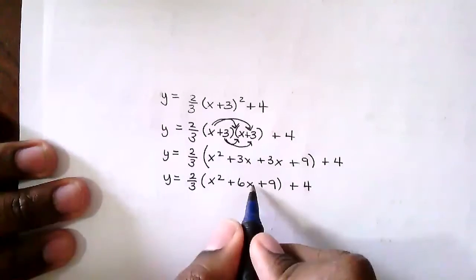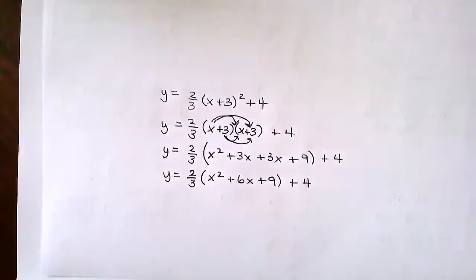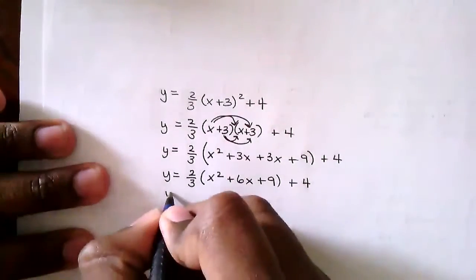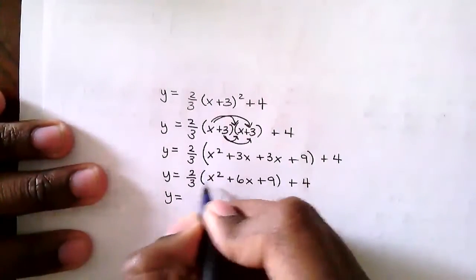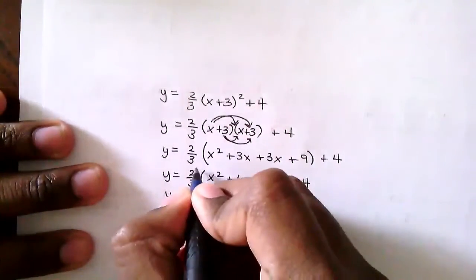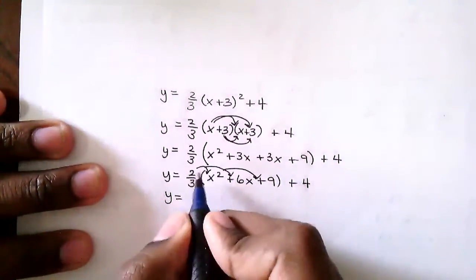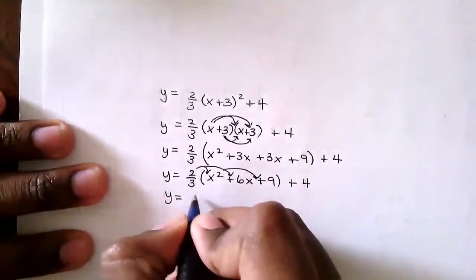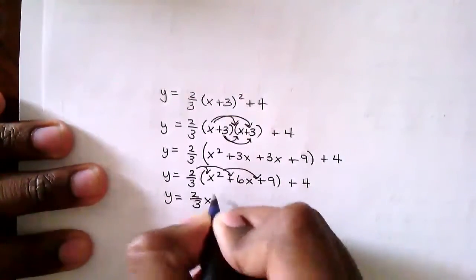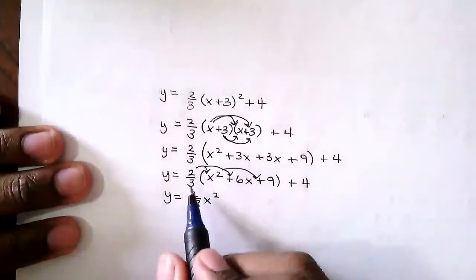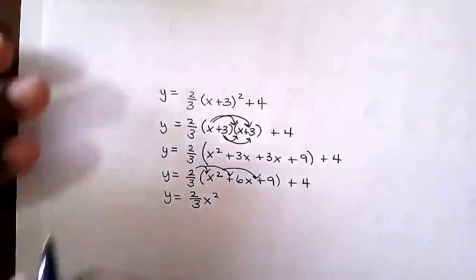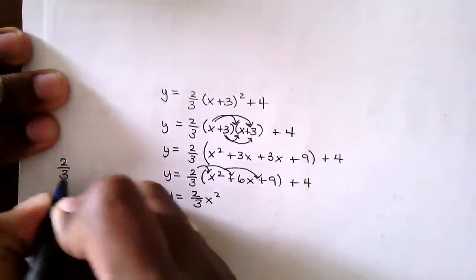Now we have multiplication here and addition. Based on BEDMAS, we need to do the multiplication first. So here we have a term being multiplied by multiple terms. We need to use distributive property once again. So 2/3 times x squared is 2/3 x squared. 2/3 times 6x. So if you need to do this on the side, please do so.